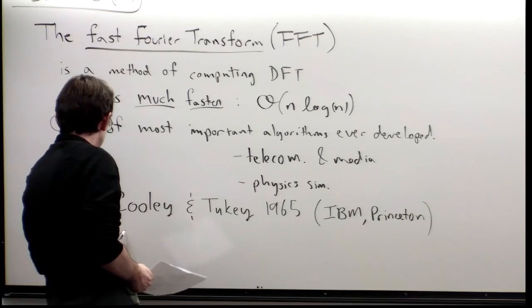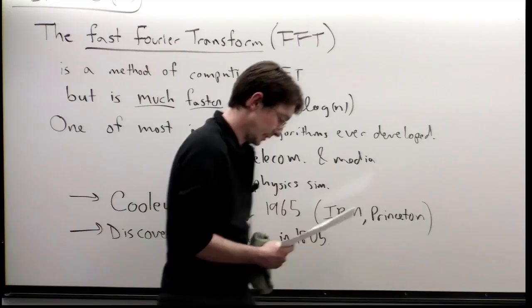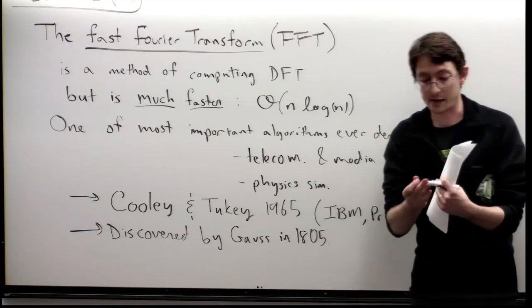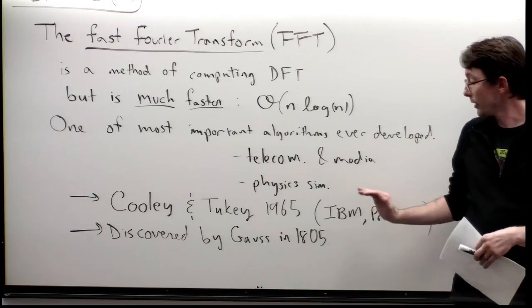So it was actually discovered by Gauss in 1805. So I think we should let that sink in for a little bit. Cooley and Tukey changed our worlds. They made satellite communications possible in 1965. But it turns out that Gauss had discovered the fast Fourier transform in his notes 160 years earlier.